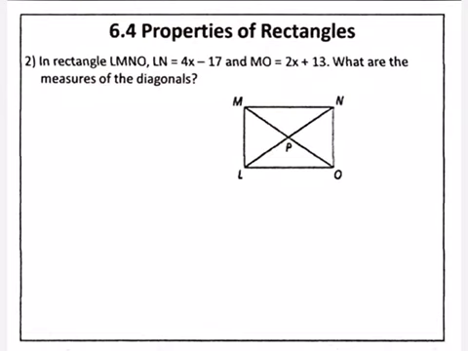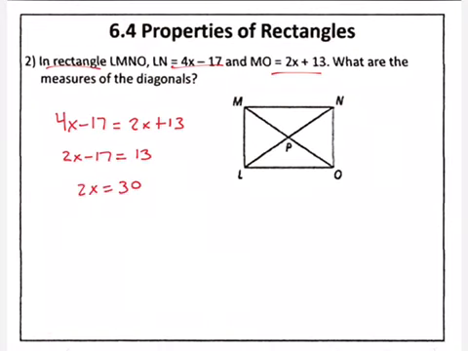In rectangle LMNO, LN is 4x minus 7, and MO is 2x plus 13. So these are our two diagonals, and we're dealing with a rectangle, so we're going to set them equal to solve. So we'll minus 2x, so we've got 2x minus 17 equals 13. Add the 17, 2x equals 30. Divide by 2, x equals 15.